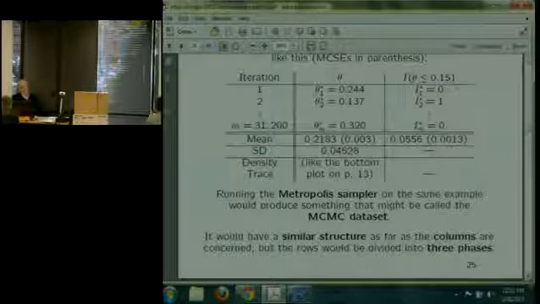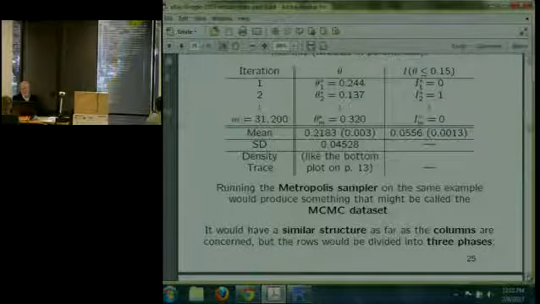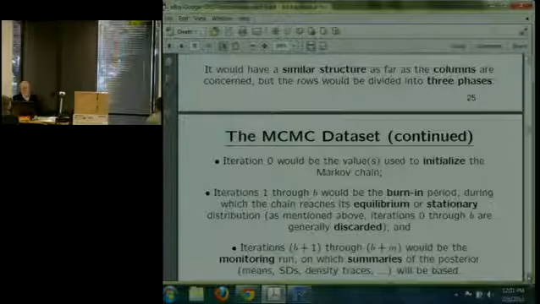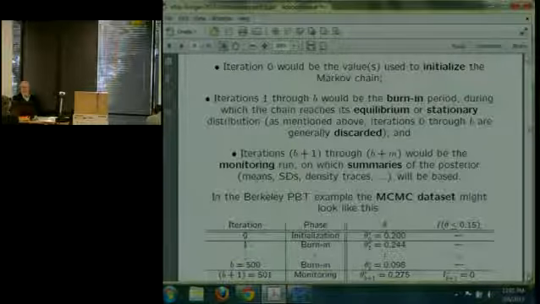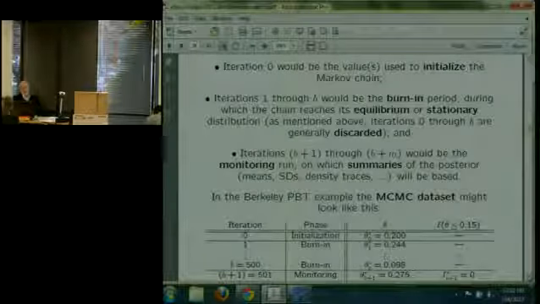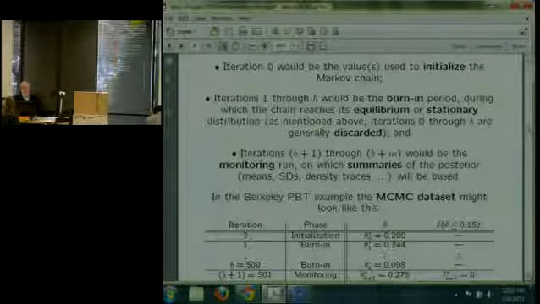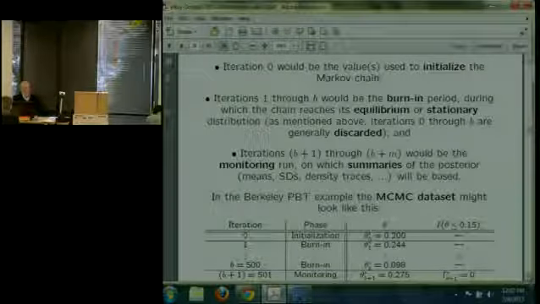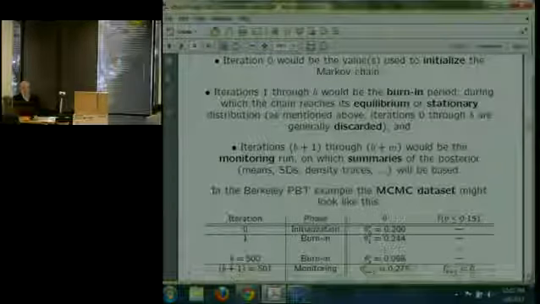It would have a similar structure as far as the columns go, but the rows would be divided into three phases. Iteration 0 would be the initialization phase where we start the Markov chain somewhere. Iterations 1 through B would be the burn-in period during which we're waiting for the chain to reach equilibrium. And iterations B plus 1 down to B plus M would be the monitoring run on which the real summaries of the posterior are going to be based.